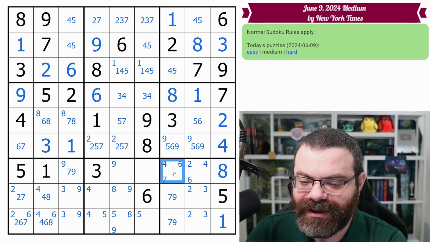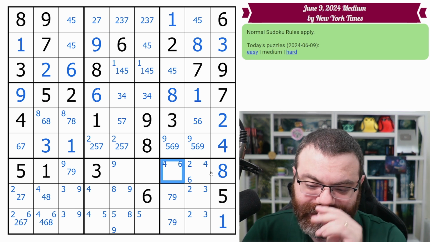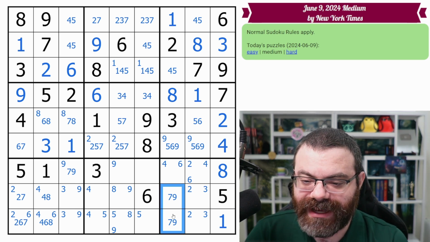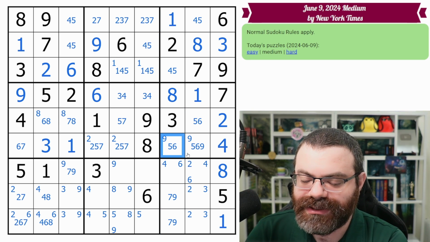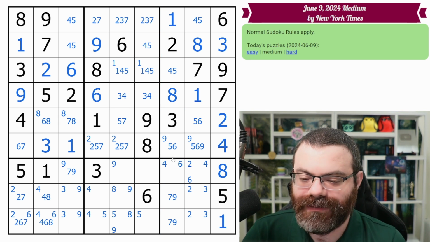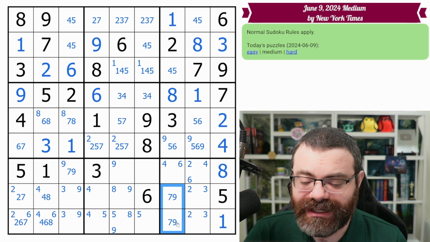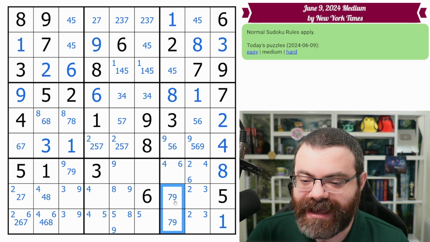If that's a 7-9 pair, this is not a 7. It's kind of crazy how that worked out. It's a naked pair, though. So the naked pair is going to remove 7 and 9 from the rest of the column. So that's not a 9. It's kind of nutty how that worked out. But let's just verify that these are a naked 7-9 pair.